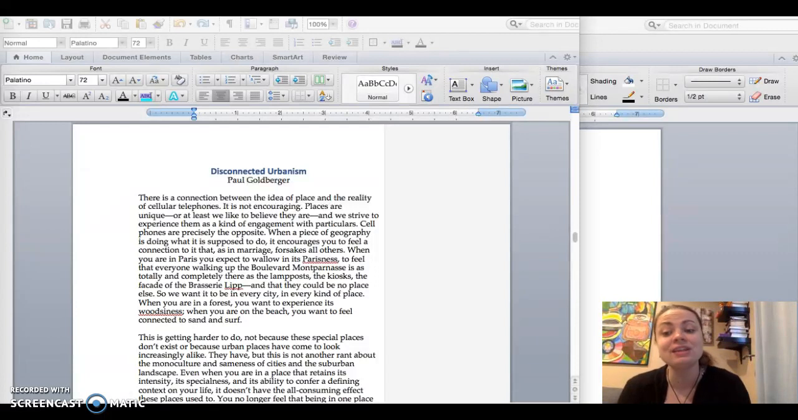Okay, so I'm going to teach you the annotation strategy that's best to use when you need to write a summary. The first part of it is really similar to one that you've done before, which is the main idea supporting detail annotation. That's the annotation I did on the Be Specific article. So we're going to do that first. We're going to read Disconnected Urbanism.